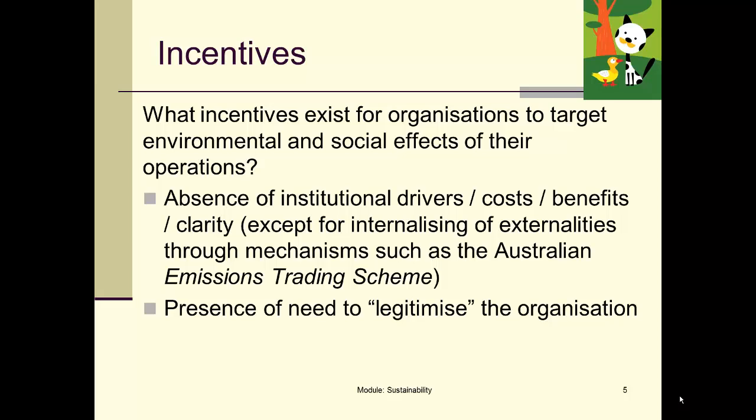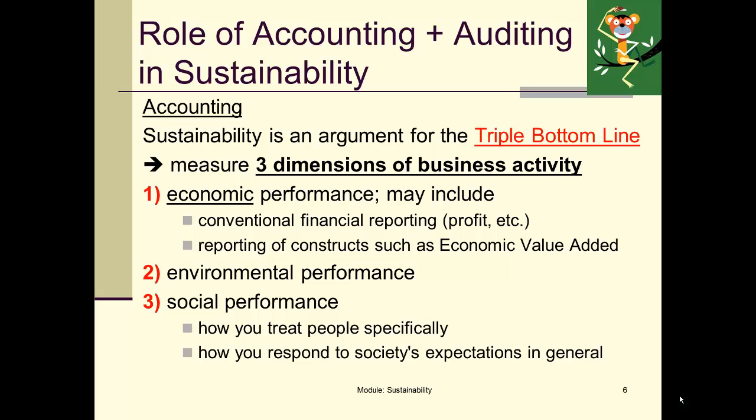However, as a general rule, for many of the things that people view as valuable environmentally or socially, there is an absence of institutional drivers or explicit costs or benefits or institutional clarity. So when we see sustainability, those of you who are cynical will probably say, when an organisation is saying it's sustainable, is it really genuinely committed to that? Or is it just doing it for public relations reasons? Is it doing it to legitimise the organisation in the eyes of society?